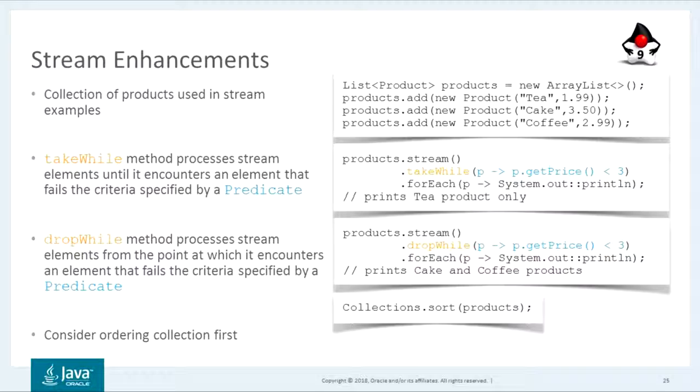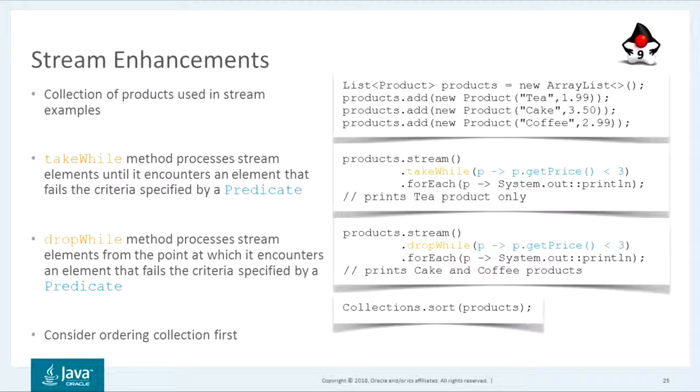The opposite of that is called dropWhile. This method processes stream elements from the point at which it fails to satisfy the criteria. So we'll go onwards in the collection from that point. Obviously, if the collection is unsorted, you will just go to a particular point and process the rest of the collection, sort of dividing it by the criteria that you set. If the collection is ordered, then it potentially guarantees that you process all elements that satisfy particular criteria. But unless you sorted the collection first, that's not going to be the case.